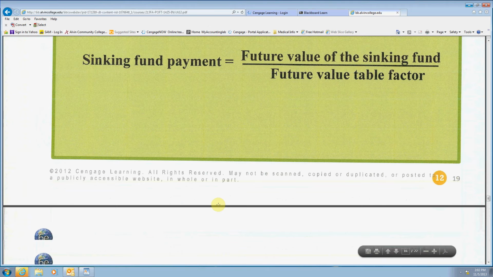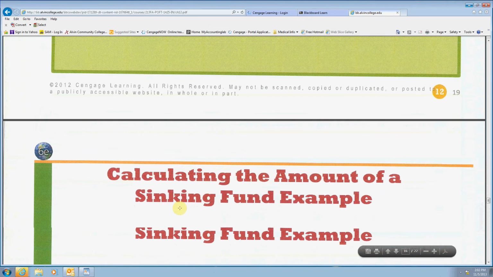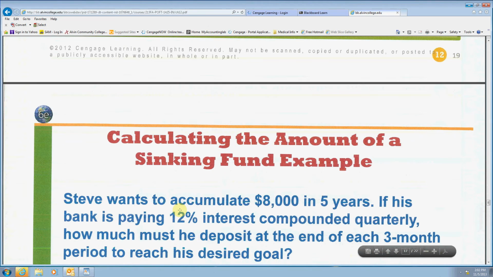So let's work a problem together. Steve wants to accumulate $8,000 in 5 years. If his bank is paying 12% interest compounded quarterly, we don't see those kind of interest anymore, so it's sort of hard to get the money that you need in future values when you have interest rates as low as we have these days. But it's compounded quarterly, and how much must he deposit at the end of each 3-month period to reach his desired goal.